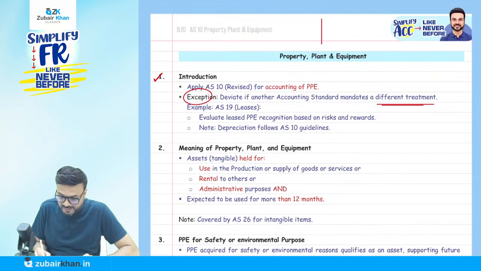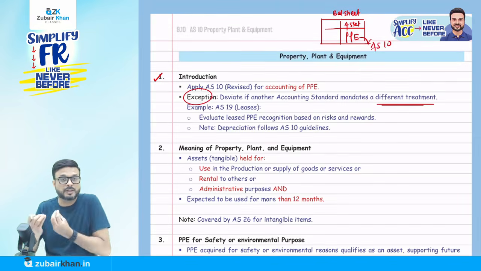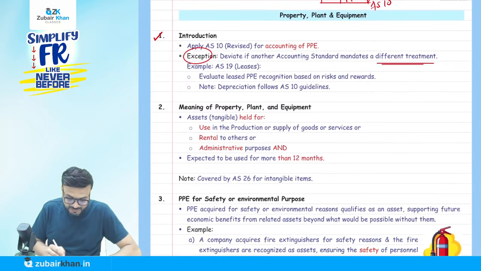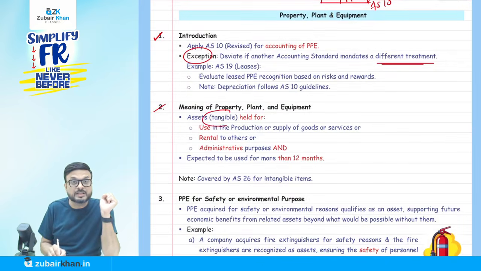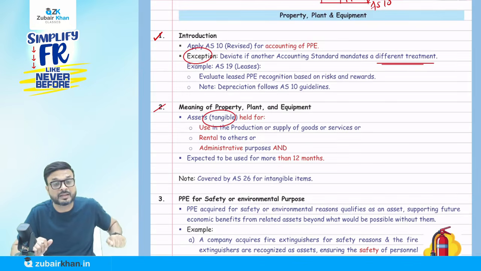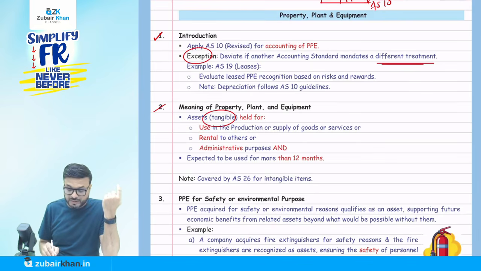Because when I see my balance sheet, suppose this is my balance sheet, and here on the asset side, I see PPE. So basically it is dealt with by accounting standard 10. So what do you mean by property, plant and equipment? They tell us that a property, plant and equipment means an asset which is tangible. Tangible, what does it mean? Something that we can touch, that is tangible, which is held for use in the production.